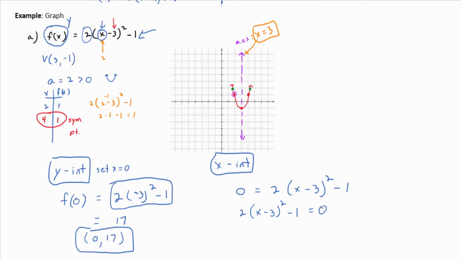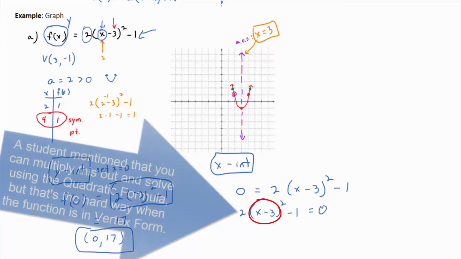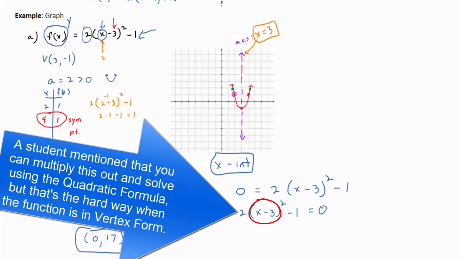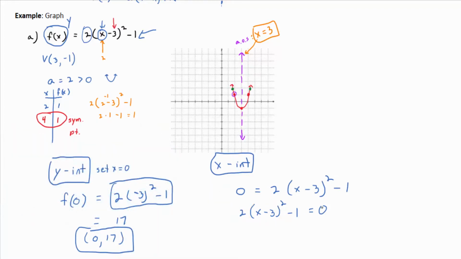Well, you have the quantity x minus 3 being squared, right? You've already got this as a perfect square. X minus 3 is a perfect square. Couldn't you solve by taking roots? No, there's some work to do first. You have to isolate x minus 3 squared.